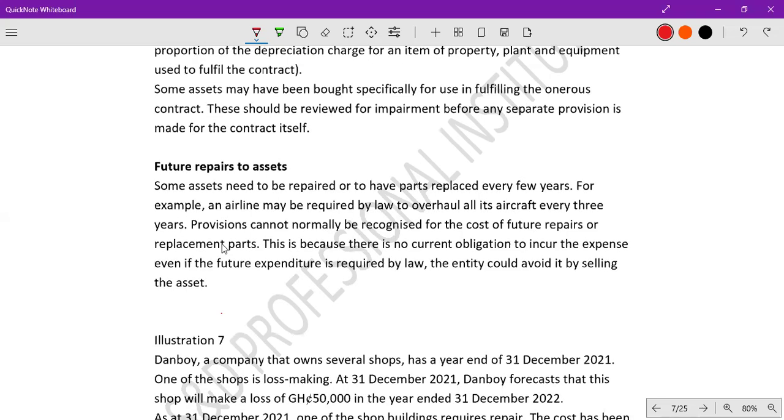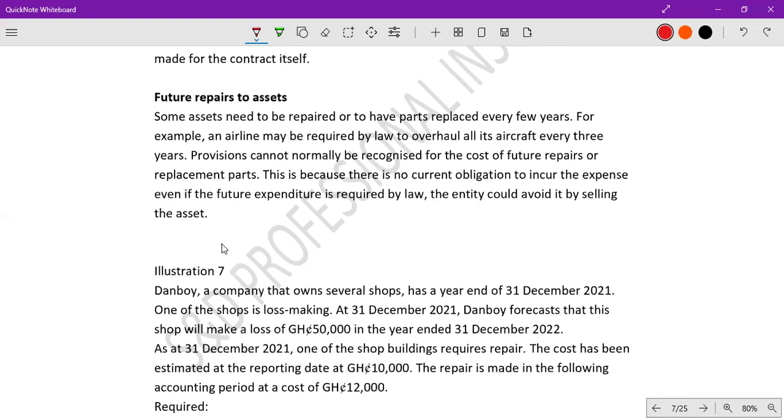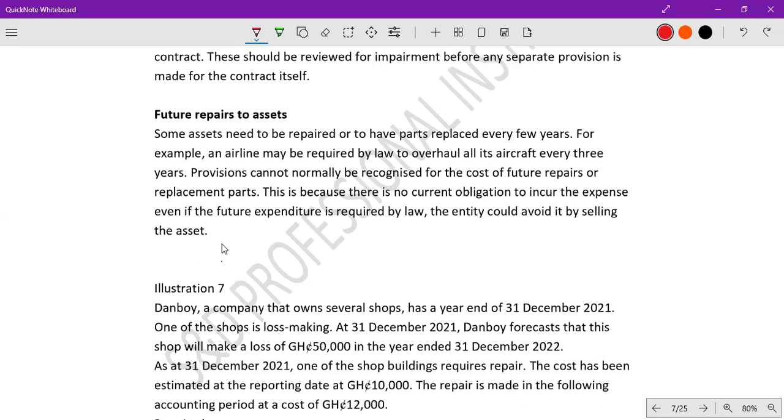Okay, so let's see future repairs to an asset. I said future repairs, we don't do provisions. Please, what was the verdict on the onerous contract? There is a question on that. We'll get to one. We'll get to one.